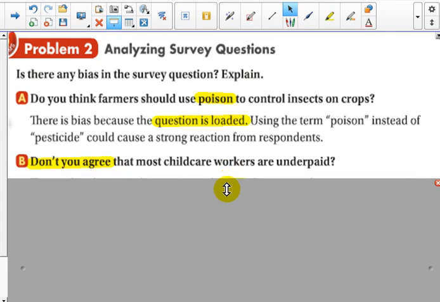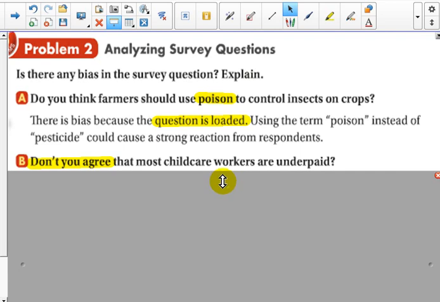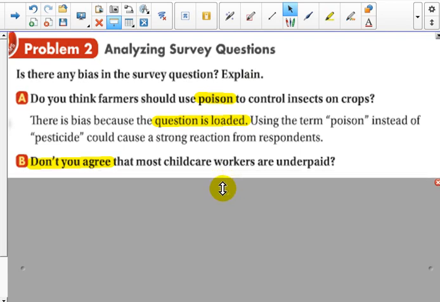Okay, here's the next one. Don't you agree that most child care workers are underpaid? Is that biased? And what is that, don't you agree? What is that? Leading. You're telling them their answer. You're telling them what you want them to say. That's leading. Isn't it true that on the night of February 10th, she murdered the person? You know, you're leading. So you don't want to encourage the person what to say.